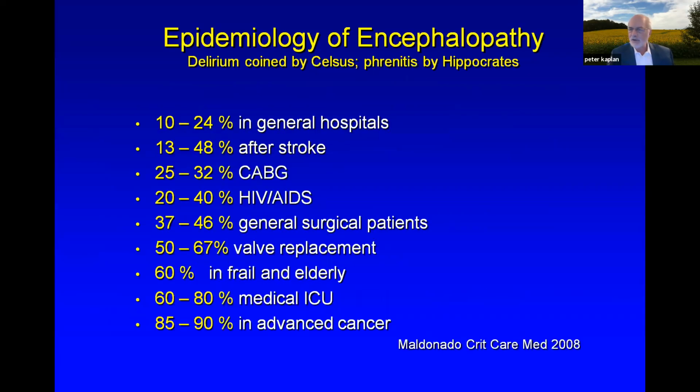So encephalopathy actually is hugely important, and it makes up, of hospitalized patients in general hospitals, up to a quarter. But as you look at the bottom of this list, somewhere above 60 percent in the frail elderly, medical ICUs up to 80, and advanced cancer up to 90. So it is a bit of an iceberg in terms of how prevalent it is versus how much we recognize it and try and investigate it.